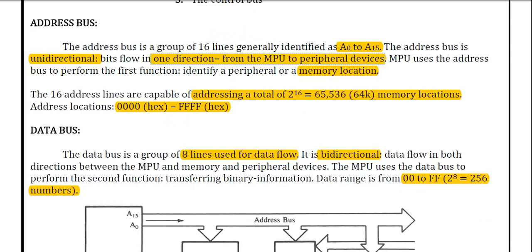Here, the 16 address lines are capable of addressing a total of 2 to the power 16, that means 65536, or 64 kilobyte, of memory locations. In hexadecimal, that ranges from 0000 to FFFF.